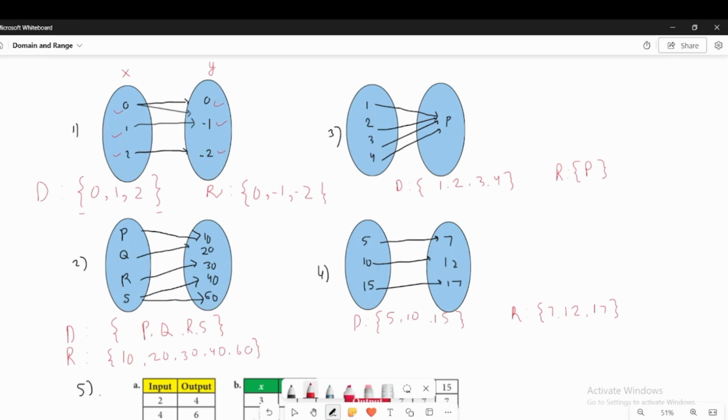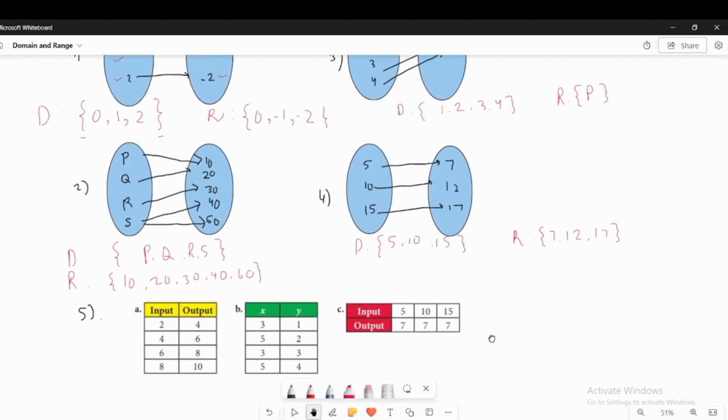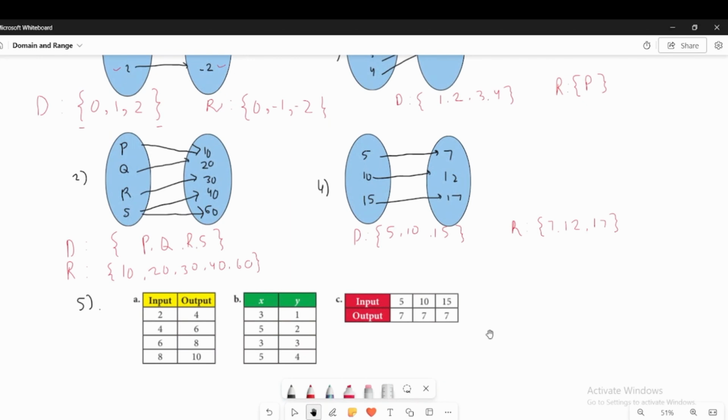In the basics, we are going to do more type of questions. So let's see this one. Here I have represented the relations with the help of input-output table. So if we see in the very first example of question number 5, the domain is going to be 2, 4, 6, 8. And the range will be 4, 6, 8 and 10.